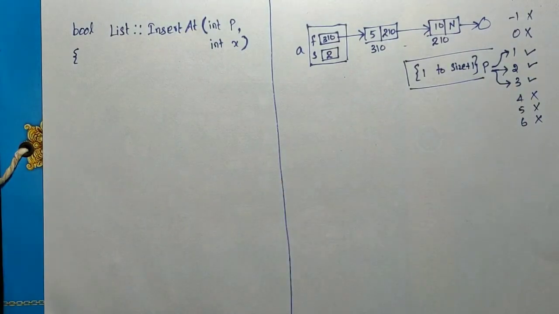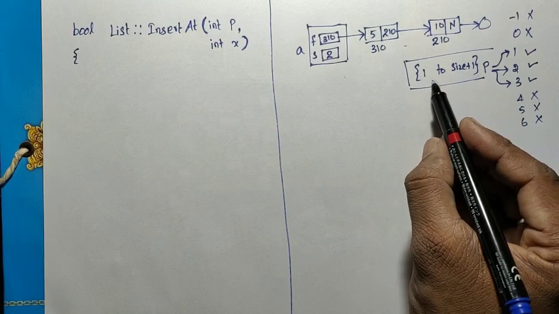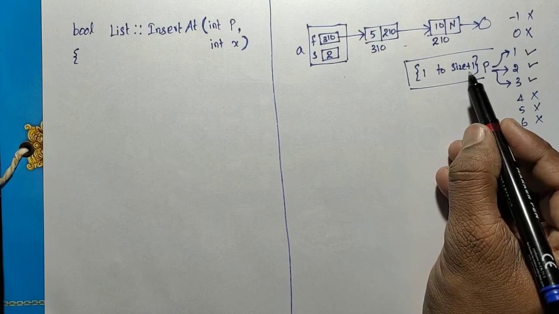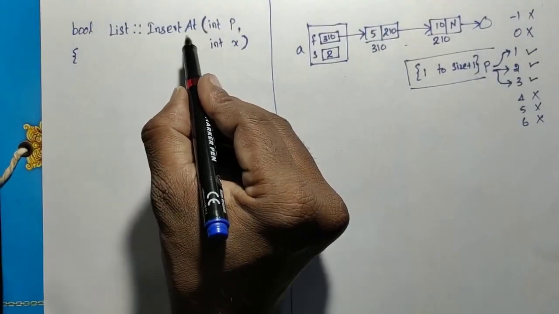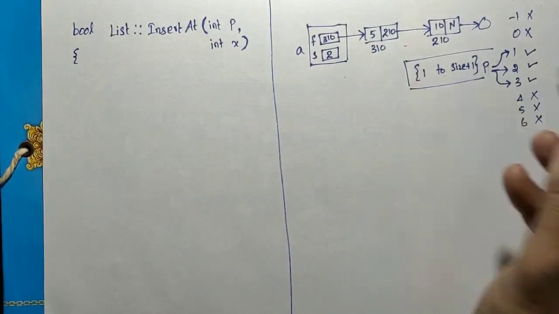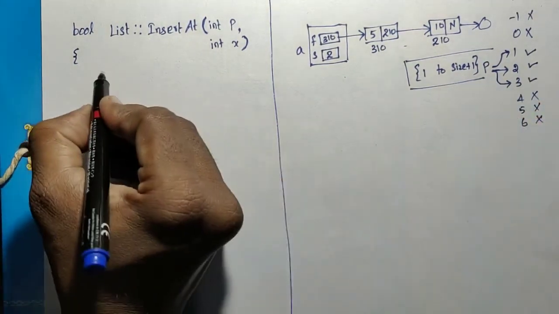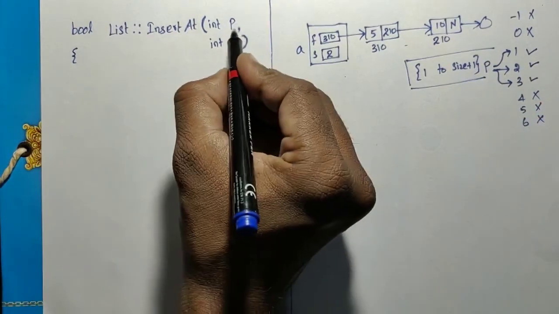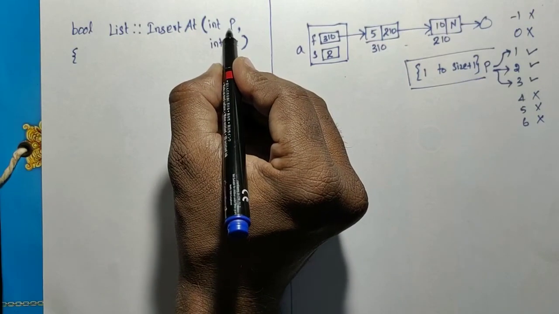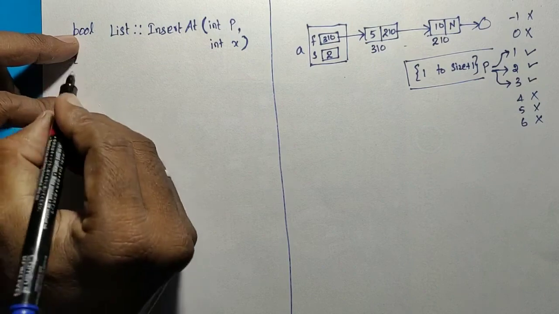Correct? So here, if the user gives 1 to size plus 1, it should insert the element. If the user gives any invalid index, it should not be inserted. So the first thing to check is whether the input is valid, that is, whether the position given is a valid position or not.